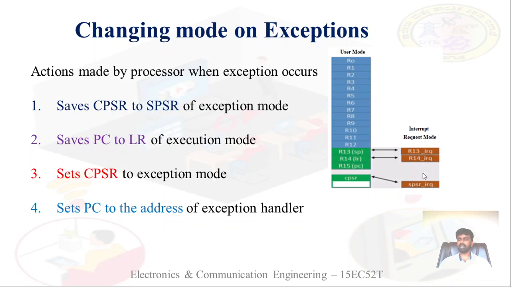When it completes the interrupt, it has to come back to user mode. At that time, these operations get reversed. That means the user mode program counter value stored in this link register is moved back to R15, the program counter. Then the SPSR of this interrupt mode is moved back to the CPSR of user mode. When it moves to the program counter and CPSR, the processor continues its normal execution in user mode.